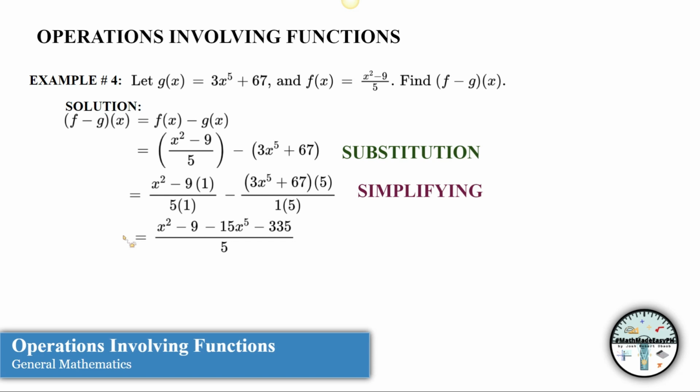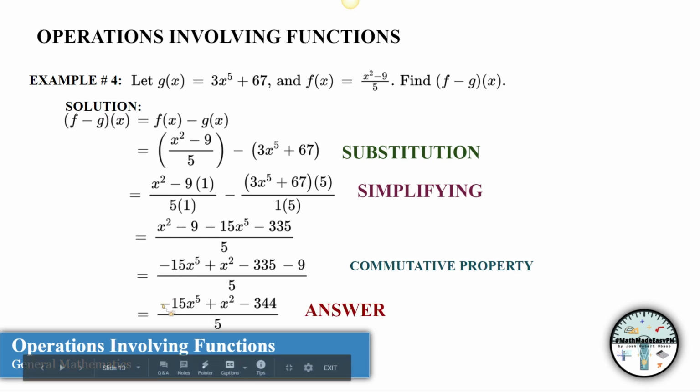And after that, commutative property. Kasi, we will just follow the degree of the polynomial from the term with the highest exponent to the term na walang exponent. So, ganito ang itsura niya. And after that, simplify. Wait. Oh, yan. Nandiyan na pala. So, maging negative 15 x raised to 5 plus x squared minus 344 divided by 5. And yan yung answer. Tama ba? Yeah, tama nga. Yeah, so let's go.